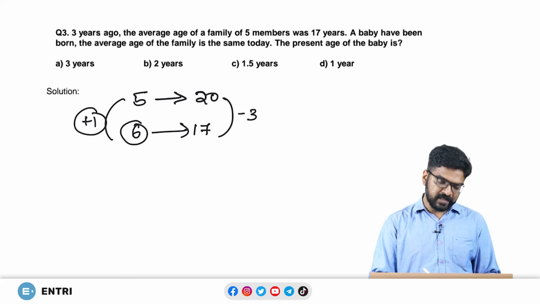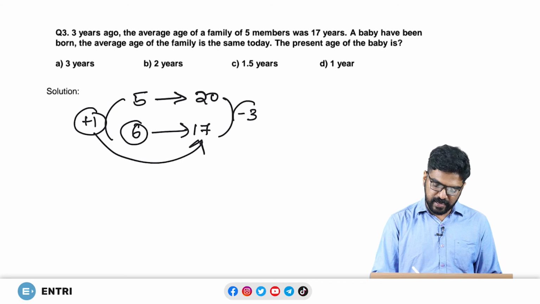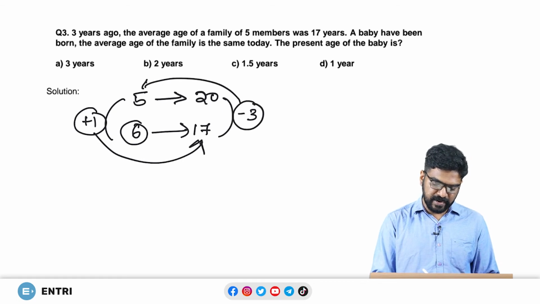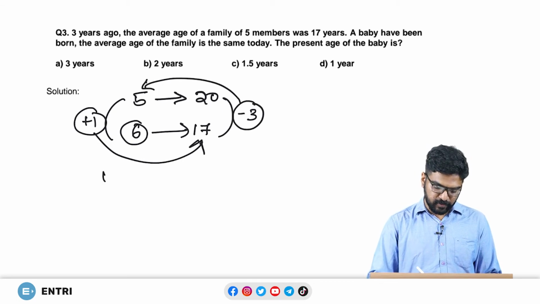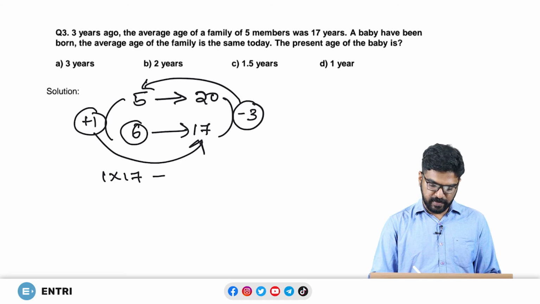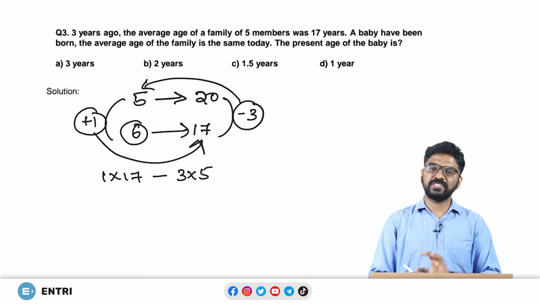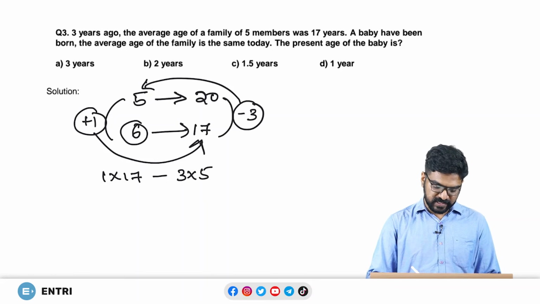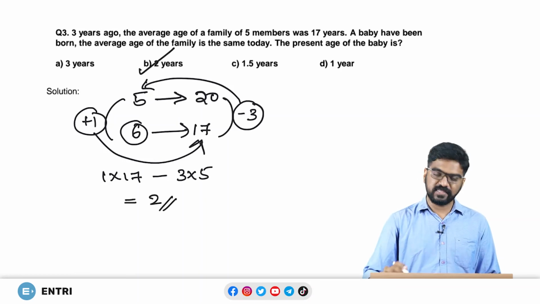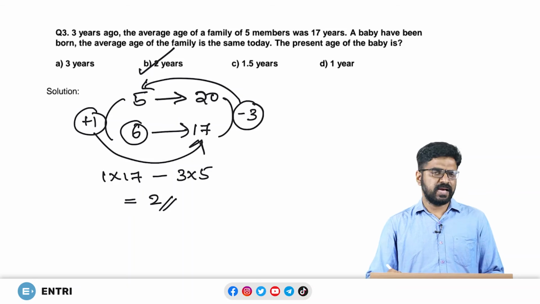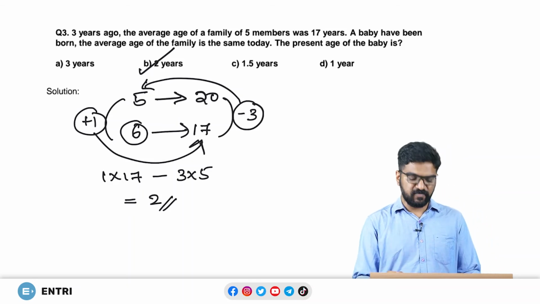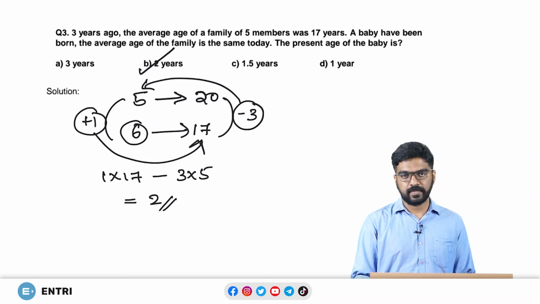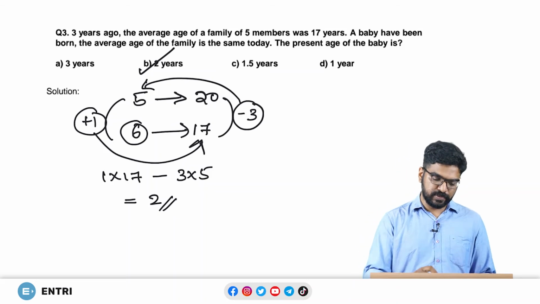Now multiply this value with the bottom right value and multiply this value with the top left value. Okay. So 1 into 17 minus 3 into 5. This will give you the age of the baby at present, which is nothing but 2 years old. So your answer is option B. See how simple this question has become when you apply this particular logic, isn't it? So let's go to our next question.